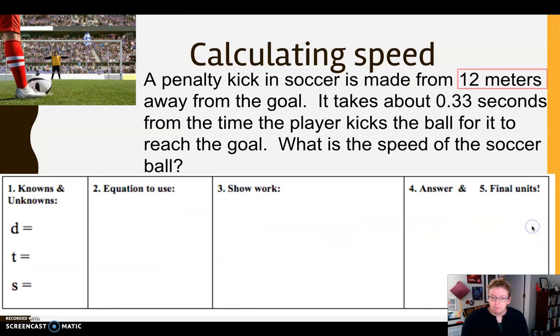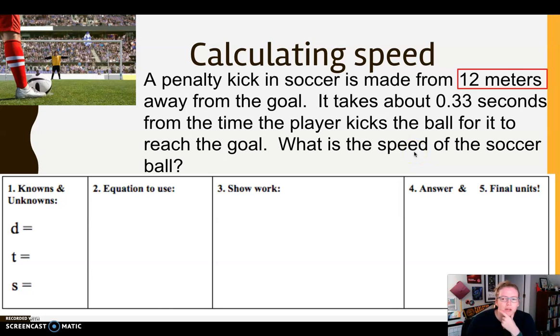Let's do one more. So this problem is even longer, but we got this because we've got the tools to rock it. So we've got a penalty kick in soccer is made from 12 meters. Looks important. Wonder where we should write that. Away from the goal. It takes about 0.33 seconds from the time that the player kicks the ball for it to reach the goal. What is the speed of the soccer ball?